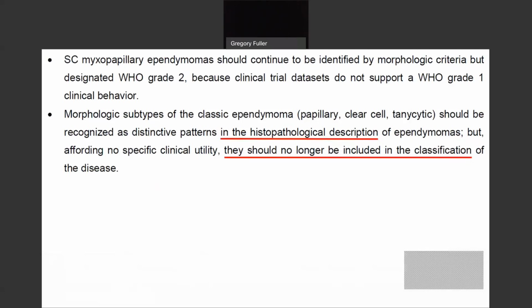It's a histologic pattern. I actually like this because there are several additional morphologic patterns other than papillary, clear cell, and tanycytic, which like these three do not have clinical utility, but the pathologist needs to be able to recognize them to get the right diagnosis. And we will talk about all of those, which are only briefly mentioned in one sentence in WHO 2016, in a forthcoming session. All right, and here's the table.